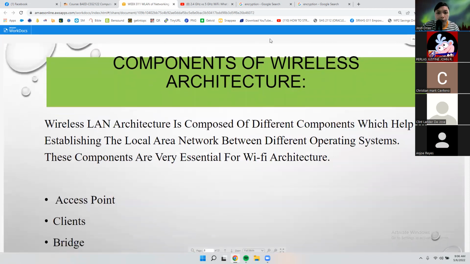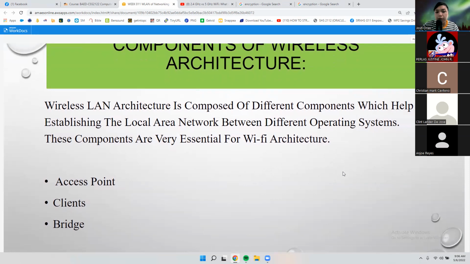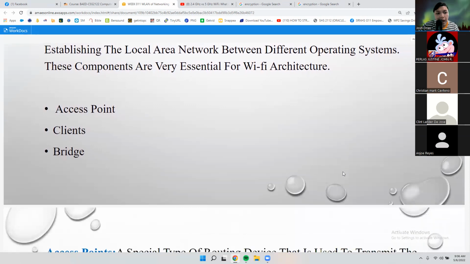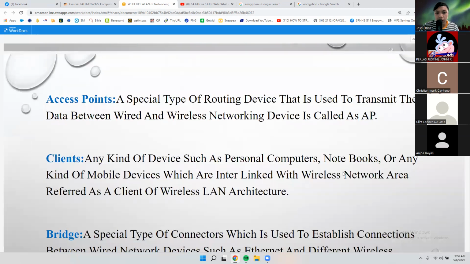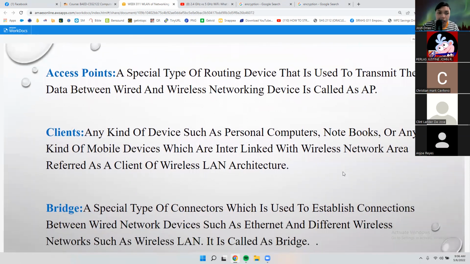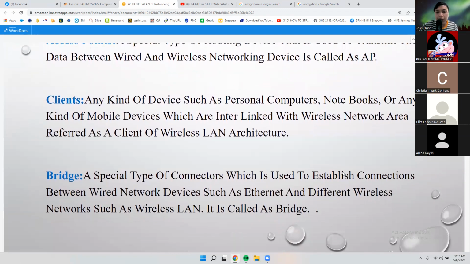Okay? So components of the wireless architecture. So wireless LAN architecture is composed of different components which helps in establishing local area network between different operating system. We have the access point, clients, and bridge. So as we discussed earlier, access point is a special type of networking device used to transmit the data between the wired and the wireless. So para mag-communicate sila, that's called the access point. So client, ano ba yung client? So usually our devices. Okay? PC, phone, yan, that are linked with wireless network area referred as clients.